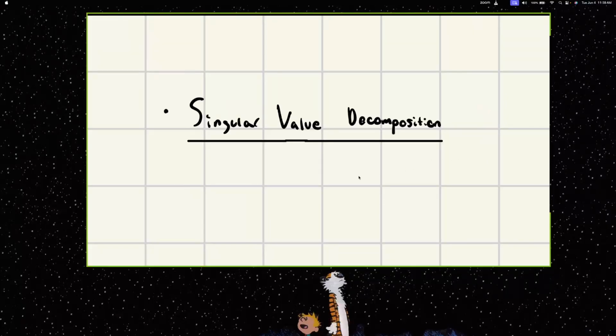So I wanted to go over something called the singular value decomposition. This would be the second topic that I posted about linear algebra, and the first topic I posted was just on eigenvalues and eigenvectors. And this topic actually has a lot to do with that, which we'll see later.